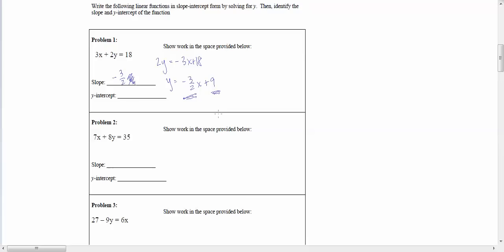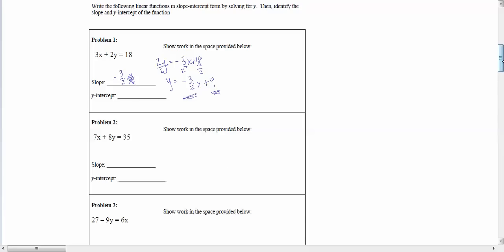Another thing that people forget to do often is when they divide the 2 out here, they just do the 2 over here, but they forget to put it under both parts of the right hand side. Remember, you're dividing everything on the right hand side by 2.